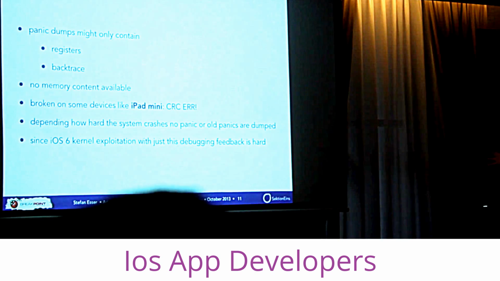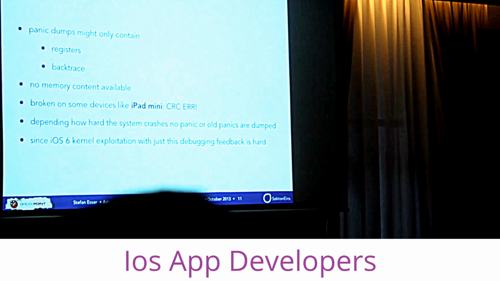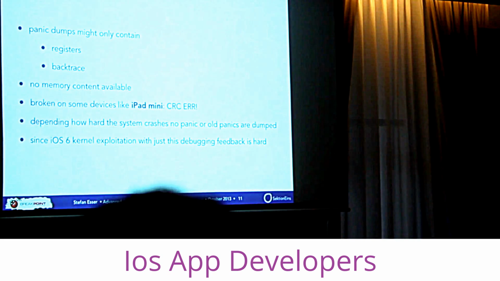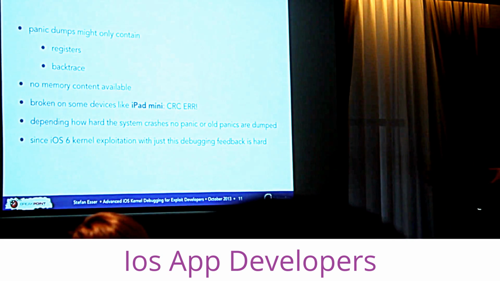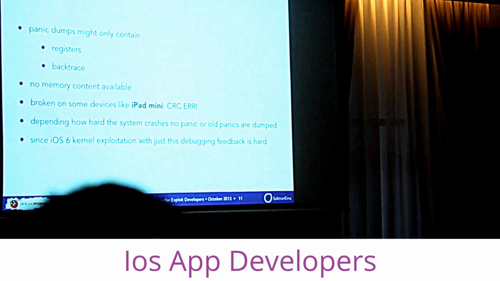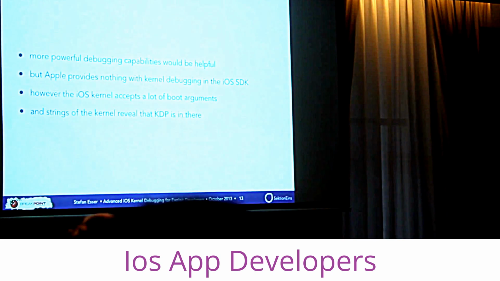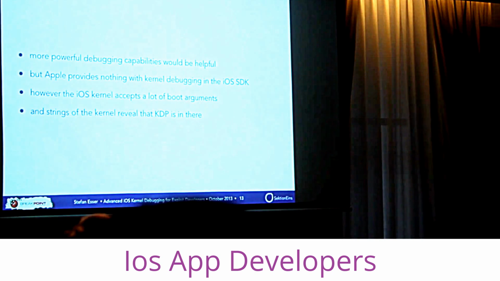And the other thing is, before iOS 6, this was one of the main ways people were using when they created jailbreaks, because they didn't have other facilities. Since iOS 6, we have all these kernel exploit mitigations, and this makes it a lot harder to just do an exploit with this information, so we need something new. The better thing here is the KDP, the Kernel Debugger Protocol. And it would be very helpful to have this information.